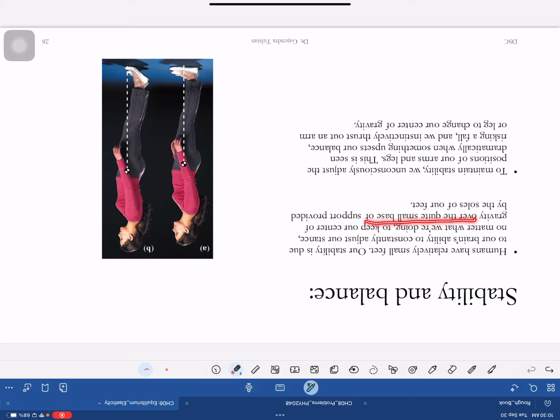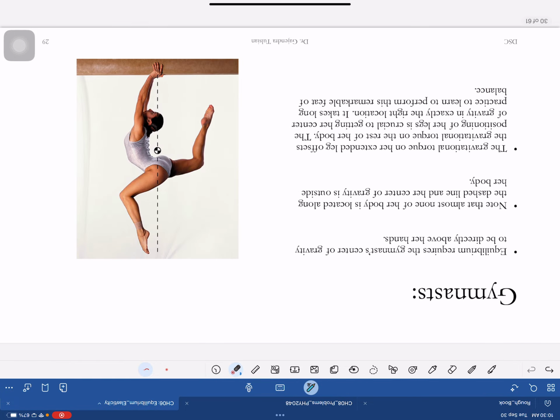No matter what we're doing, to keep our center of gravity over the quite small base of support provided by the soles of our feet, to maintain stability, we unconsciously adjust the position of our arms and legs. If you push her, she doesn't have to think about it. Her arms will automatically go back. So your brain is fast enough to do that. This is seen dramatically when something upsets our balance, risking a fall, and we instinctively thrust our arms or legs to change our center of gravity.